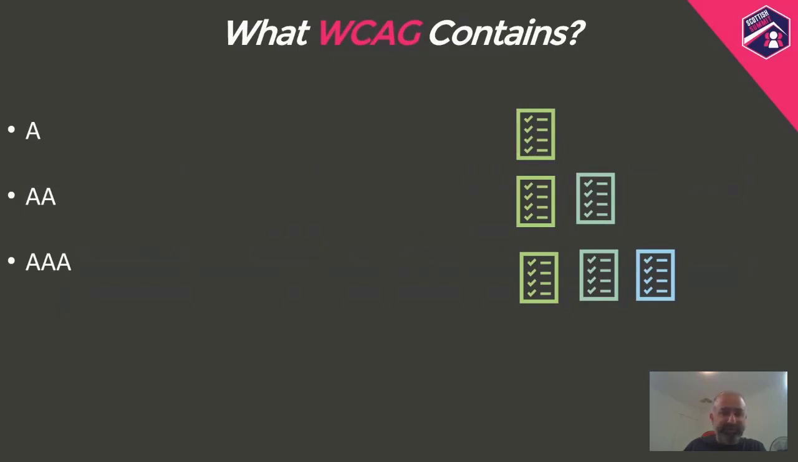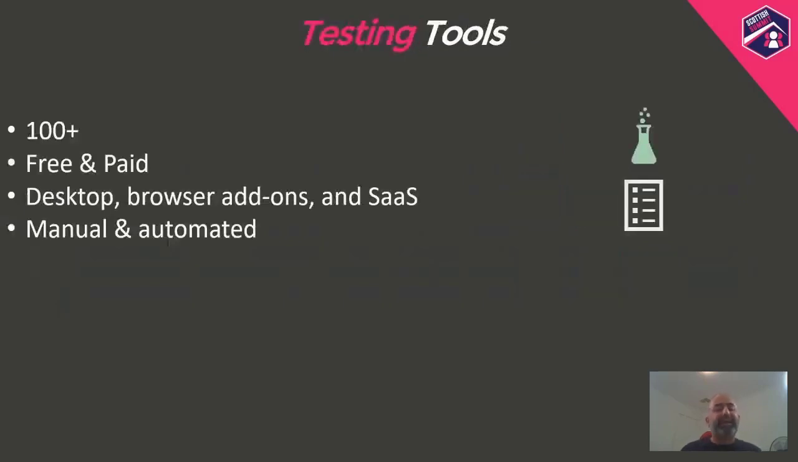Okay, I think I have covered this slide before. For testing, an interesting thing is there are more than 100 tools available for accessibility testing. We can use a few free tools as well, and of course commercial and paid tools are better, and they are available in almost all varieties, as a desktop, as a browser add-on, and as software as a service as well. And some of these are manual and some of these are automated tools.